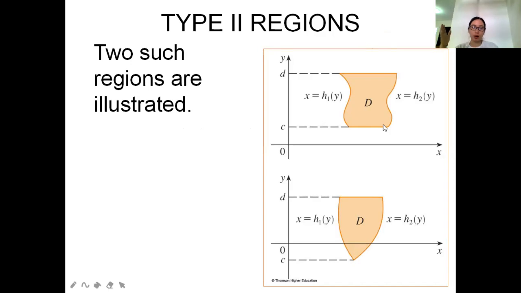It is oriented horizontally, unlike the earlier one which was vertical, since our boundaries are in y. So for type 2 regions, our boundaries are in x. Such as this one, if this is our region D, we have x is equal to h sub 1 of y, and the second is x is equal to h sub 2 of y. In this type 2 region, x is equal to h sub 1 of y, and the second limit is x is equal to h sub 2 of y. If we form a rectangle, it is like this. Similar to the type 1 region, okay?